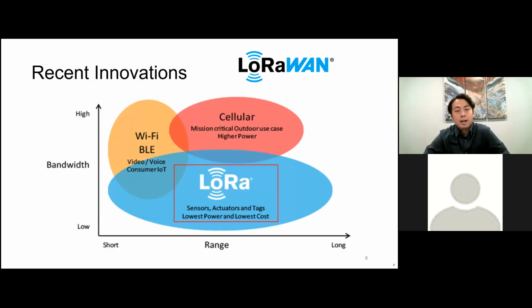The first innovation I would like to mention is the introduction of the LoRa network. Before I talk about this, I would like to ask my audience, what type of technology are you familiar with so far?